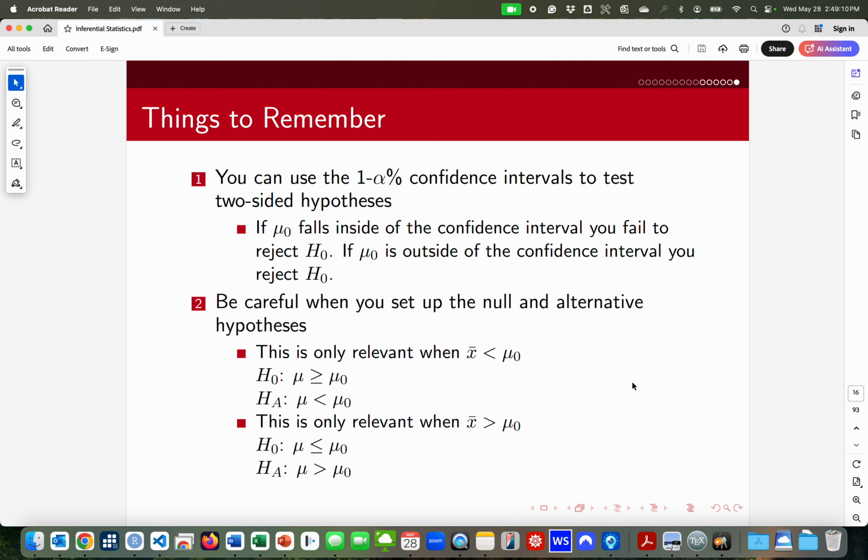So I'm going to walk through a couple more examples in a separate video with the left tail test and right tail test, and show you a few more examples. And then I'll show you how to do all of this in Excel.